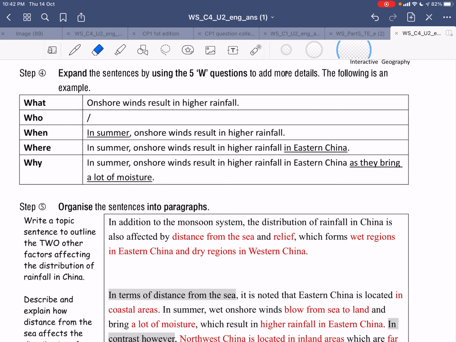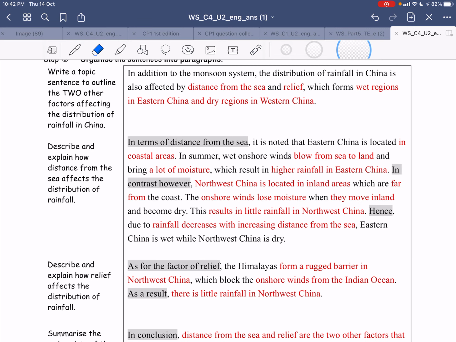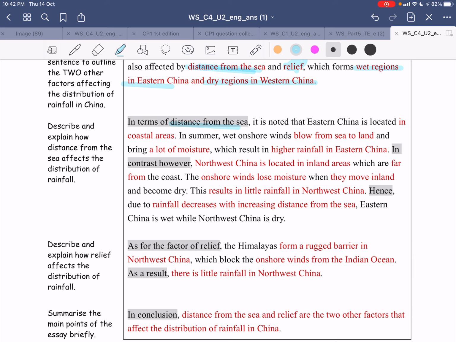So let's move to the essay and how to explain the monsoon wind. In general you have to mention two things: first of all, the distance from the sea, as well as the relief. The wet region is in eastern China and the dry region is in western China. In terms of the distance from the sea, eastern China is always located in the coastal area as I've just told you, and just like the typhoon, the wet onshore wind blows from the sea to the land, bringing a lot of moisture, and resulting in higher rainfall in eastern China.